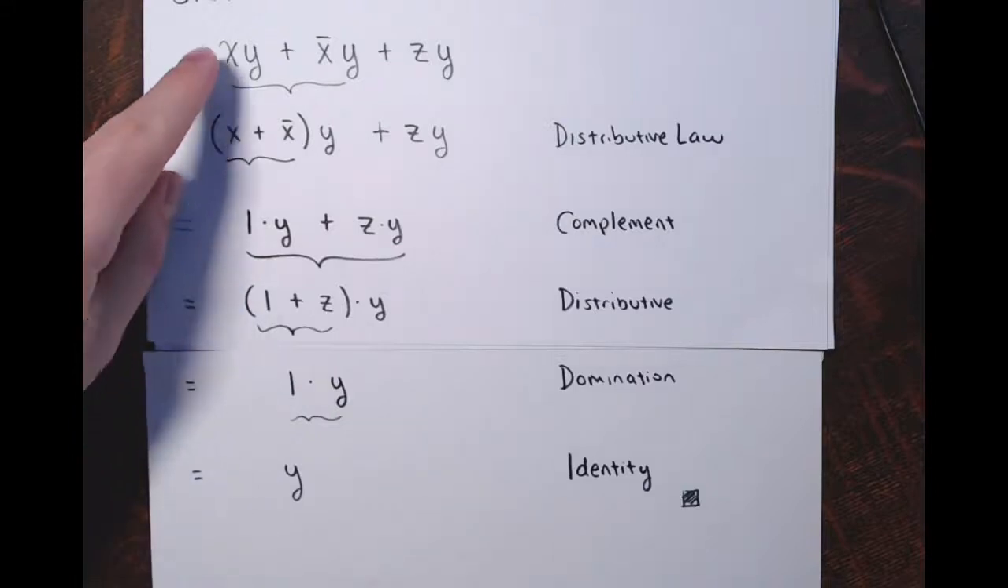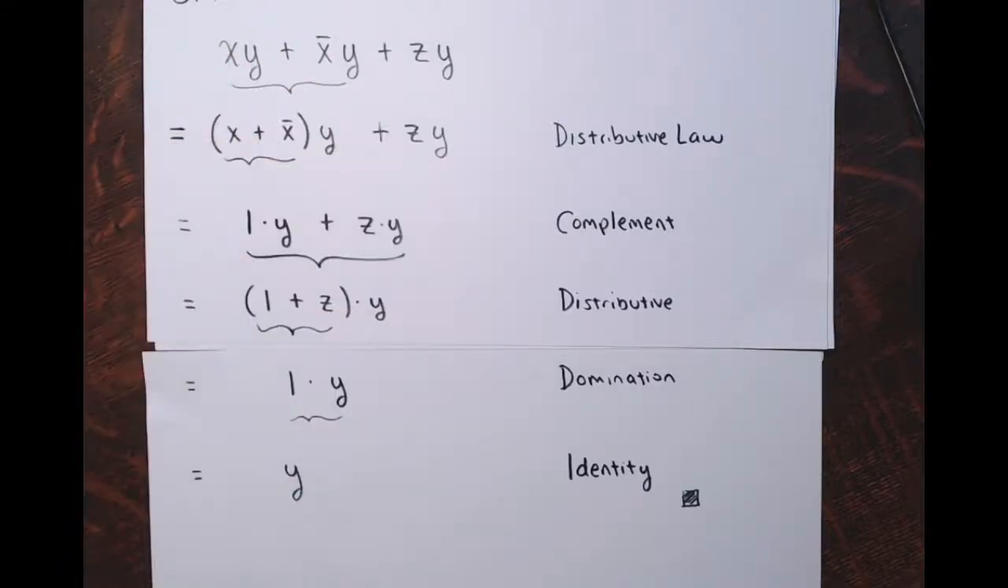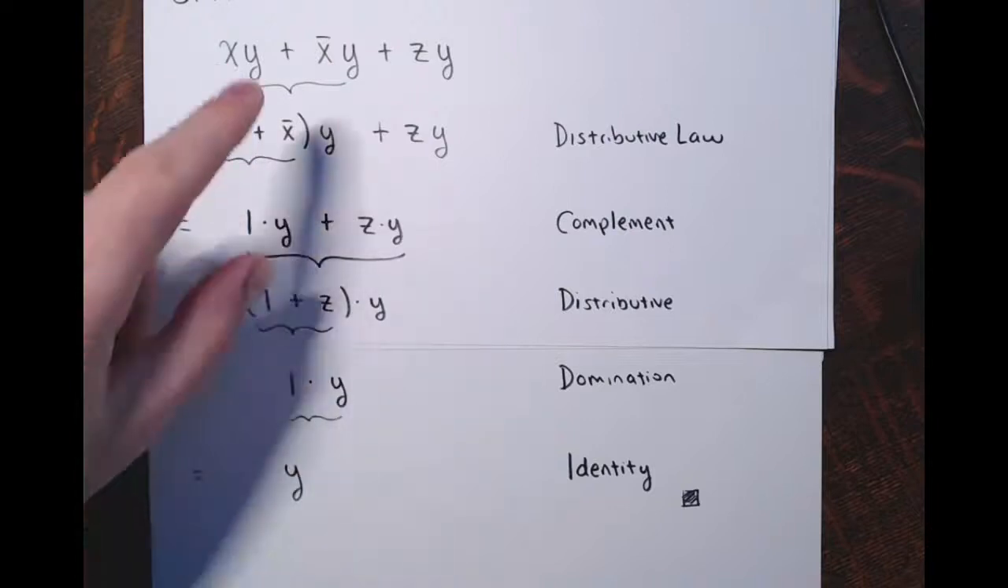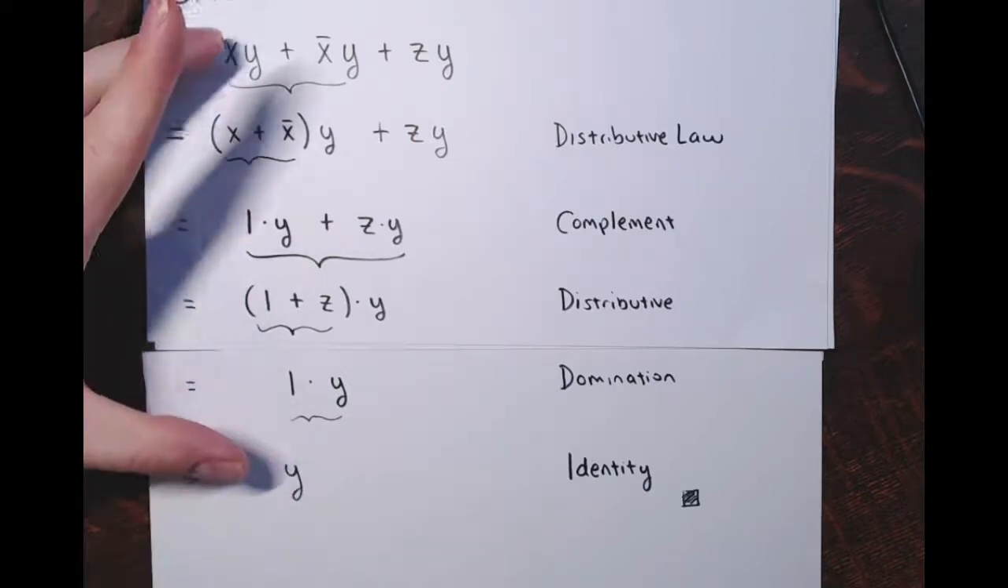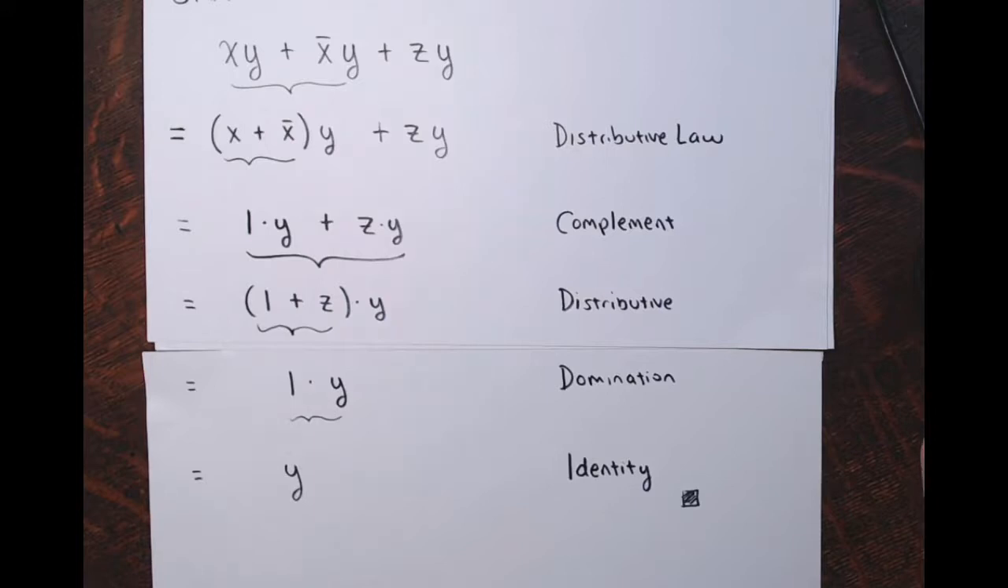So no matter what you plugged in for x, y, and z, the output will be just the same as what you plugged in for y. Right? So if I put in 0 for x, 1 for y, and 1 for z, the output will be 1. It's just whatever I plugged in for y. These will always have the same value.